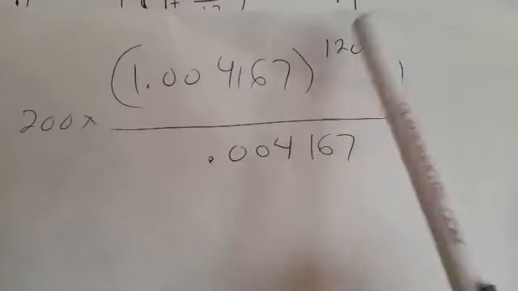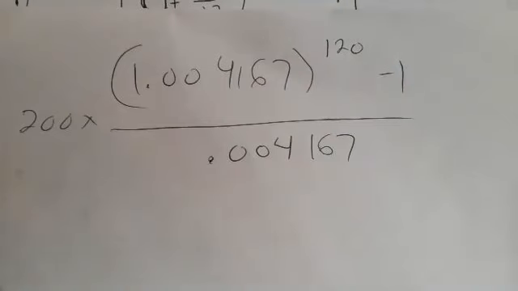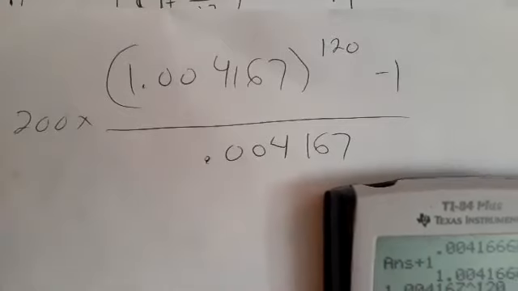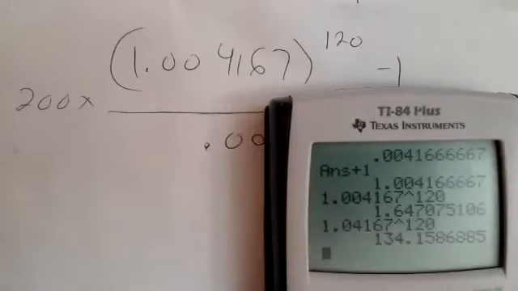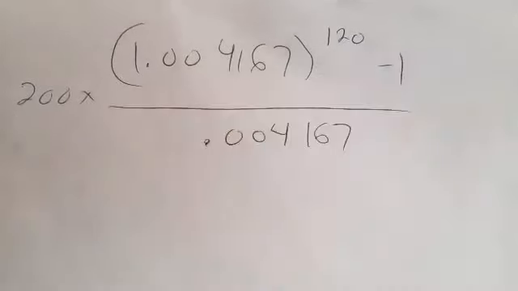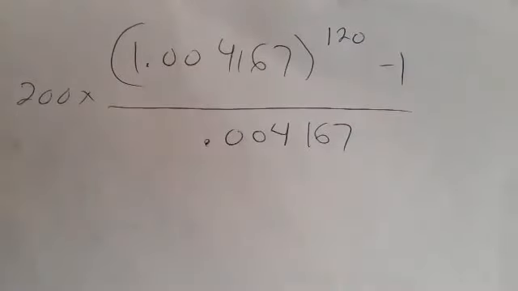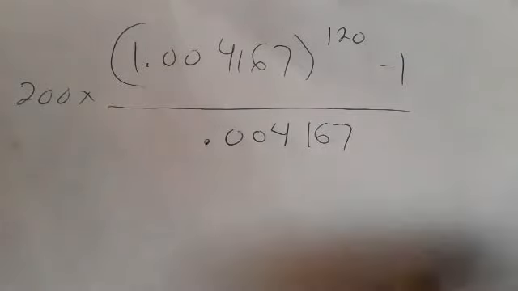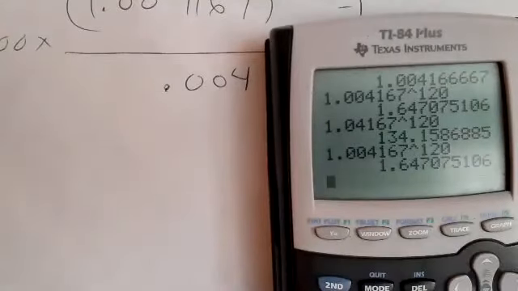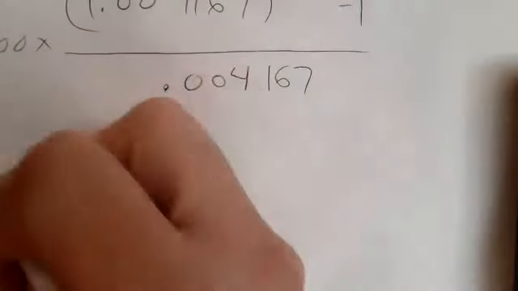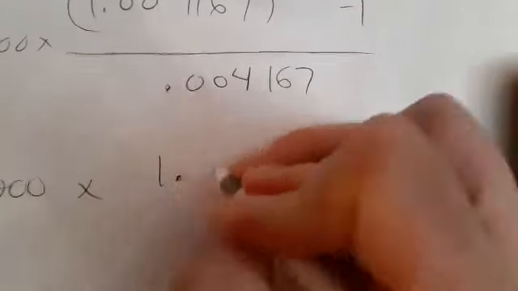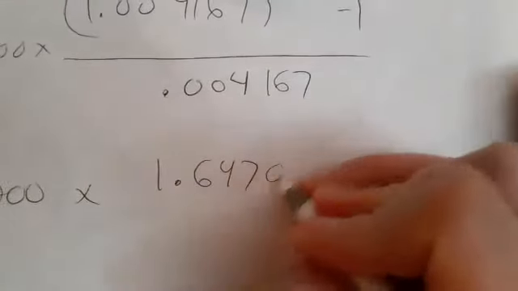The next thing you want to do is this exponent. So you're doing 1.004167, and we're going to raise that to the 120 power. So if I raise that to the 120 power, ooh, I'm off by a decimal, 1.004167. Make sure you put enough zeros in there. If I do that, I should get something like 1.647. Something like that.